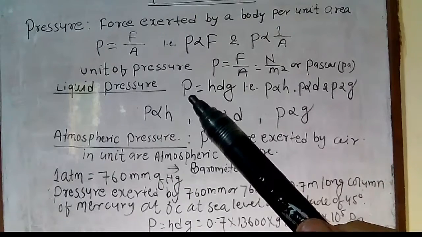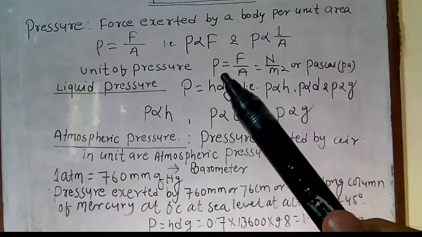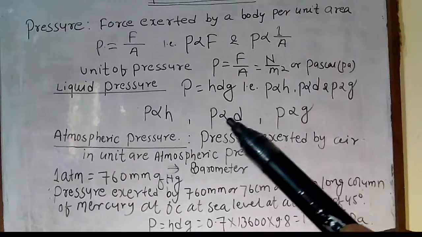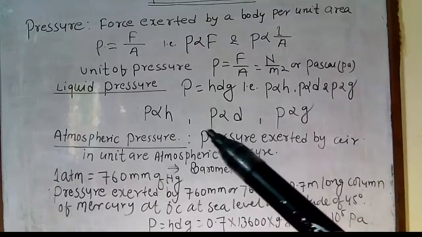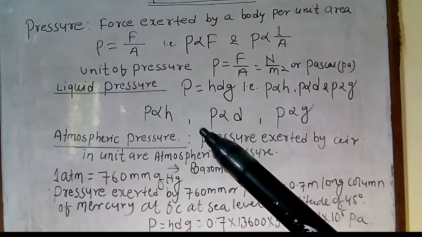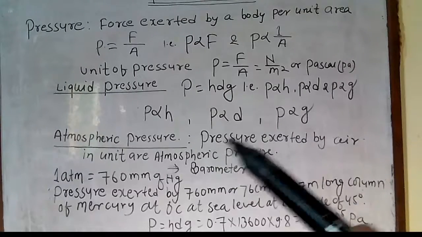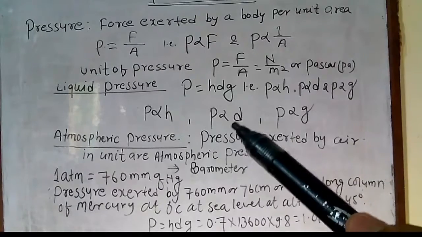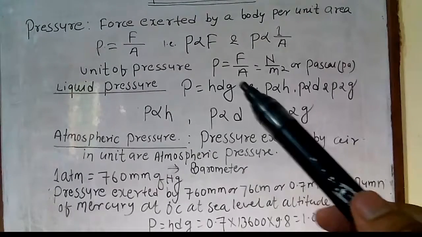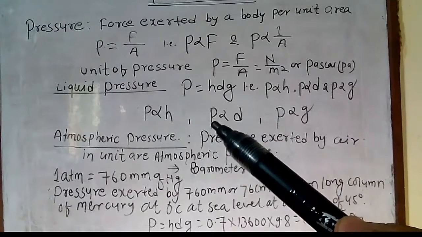The second relation: pressure is directly proportional to density. So what does it mean? It means that a substance whose density is more exerts more pressure. For example, mercury and water. Which one has more density? Mercury, of course, has more density. So mercury exerts more pressure than water. And a substance whose density is less exerts less pressure.